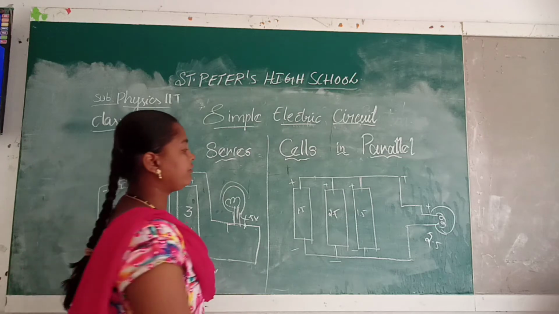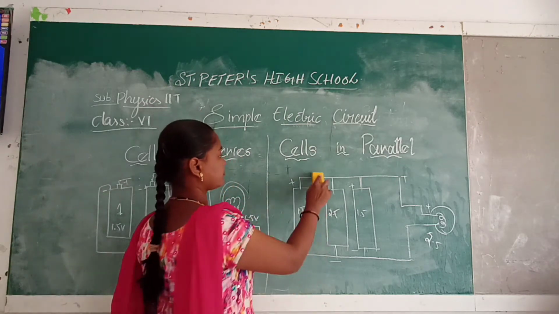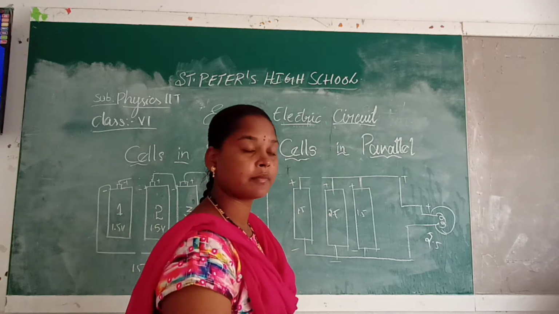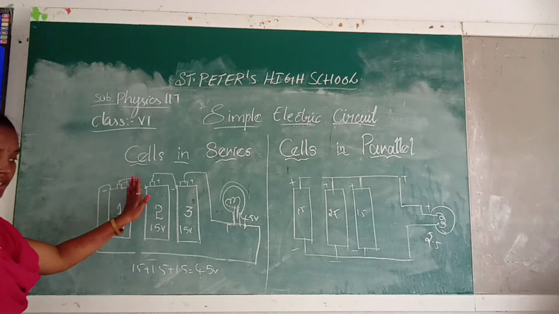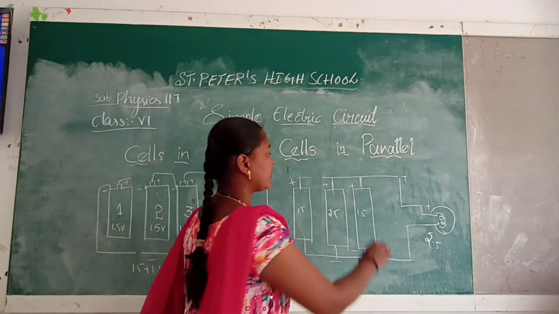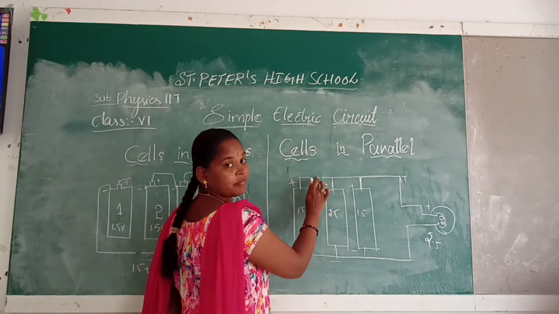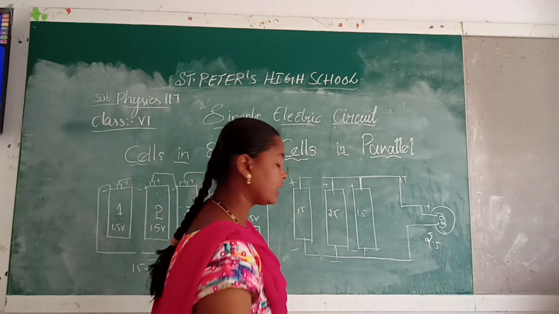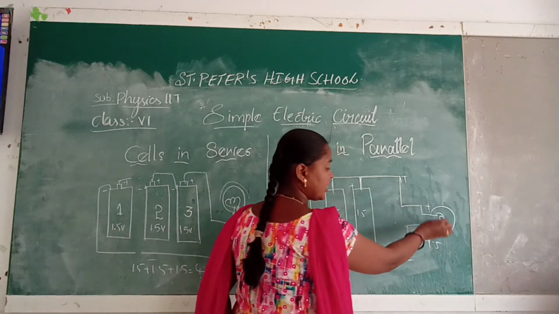Okay. And if I break here, I have opened the circuit here. What happens? Will the bulb glow or not? In series, if I break the circuit, if I open the circuit, the bulb does not glow. But in parallel the bulb glows. Why? Because it is getting the positive terminal from these cells. So this bulb gets its positive and negative terminals.